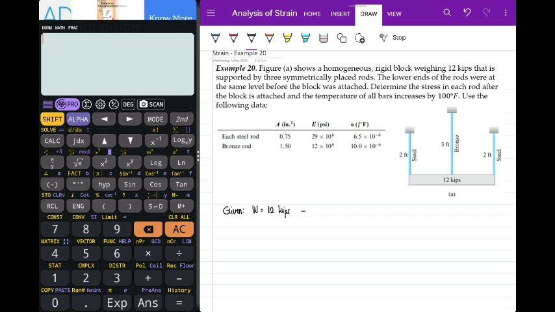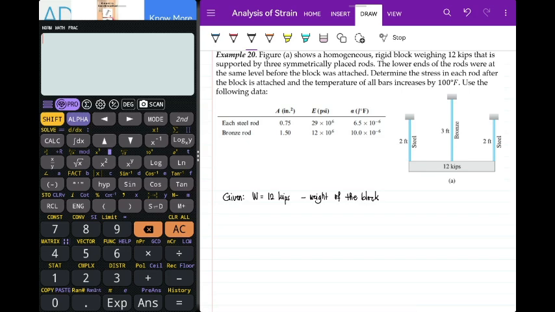Example, figure A shows a homogeneous rigid block weighing 12 kips, or 12 kilopounds, that is supported by three symmetrically placed rods. The lower ends of the rods were at the same level before the block was attached. Determine the stress in each rod after the block is attached and the temperature of all bars increases by 100 degrees Fahrenheit. Use the following data.